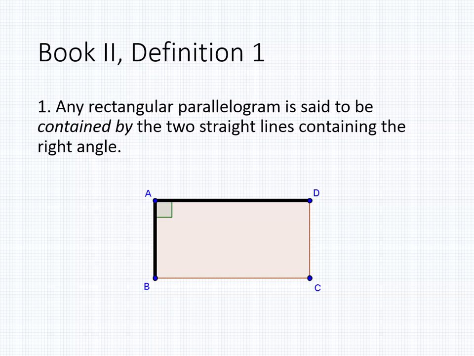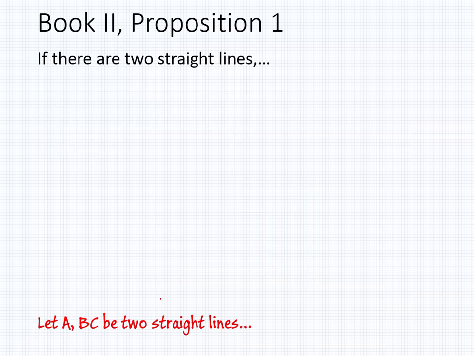So that brings us to Book 2, Definition 1. And Book 2, Definition 1 defines the term "contained by." And we'll see this in several of the propositions in Book 2. The definition says any rectangular parallelogram is said to be contained by the two straight lines containing the right angle. So we have here two straight lines, a straight line AD and a straight line AB, and we've put them perpendicular to each other such that this rectangle in the middle is said to be contained by those two lines. We'll see this terminology in the first proposition.